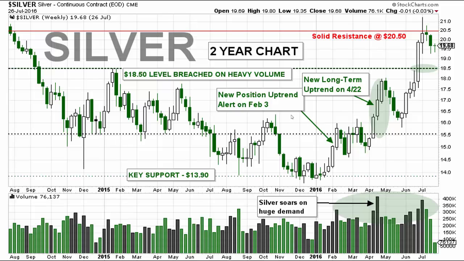Silver, we alerted you to a new position uptrend on February the 3rd. So all of our subscribers received a new position uptrend on silver back at around $15 at the beginning of February. Would have been a great time to get in. We called a new long-term uptrend on silver at around $16.75. That was on the 22nd of April, and that, of course, would have been another great opportunity to get in. Now, of course, we are well advanced into this uptrend, and we're only buying the big pullbacks now because we've already made our position. We've already got our position well laid in silver and in gold. And so as we ride this, we're going to look for pullbacks as opportunities to add.